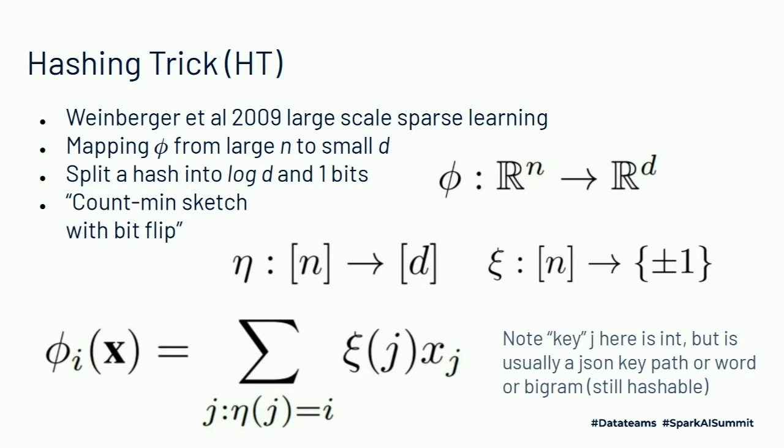And the way that it works is by randomly hashing input features into a smaller number of buckets and adding up the feature values that get hashed into a particular bucket. The keys from this large dimensional space don't even need to be integers. They can be anything that you hash into one of these d smaller buckets.